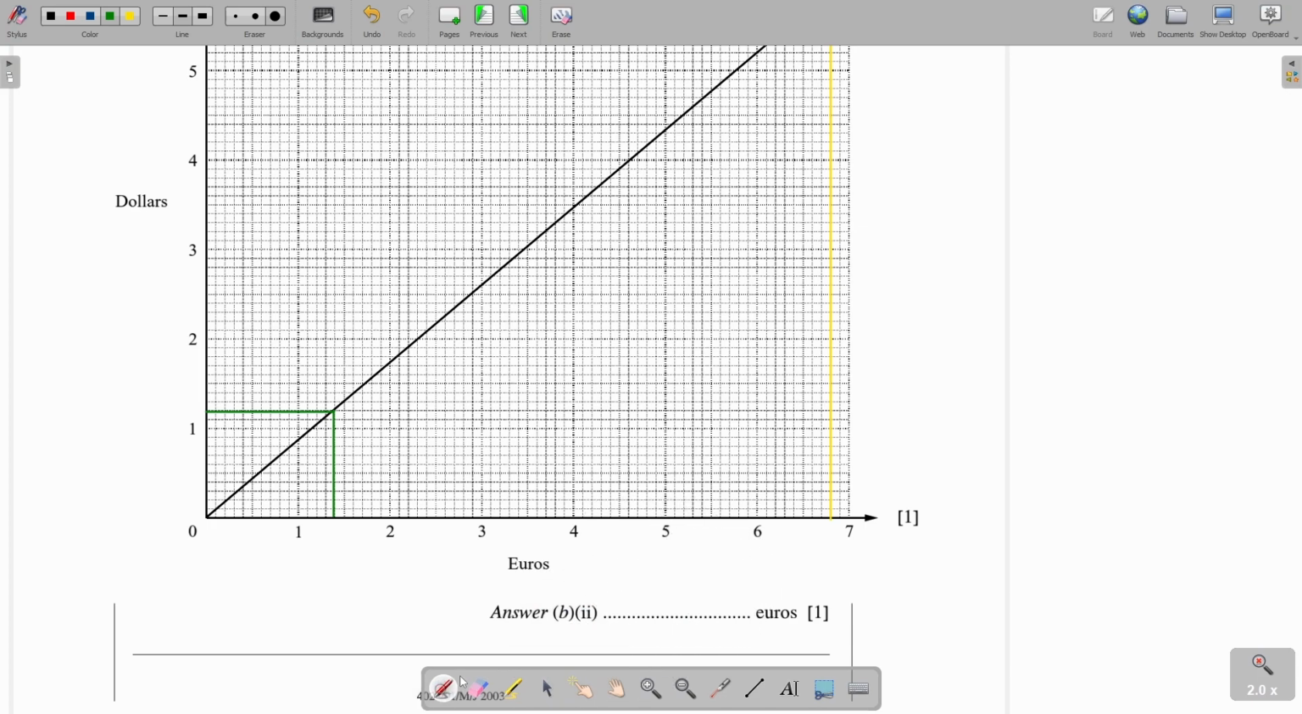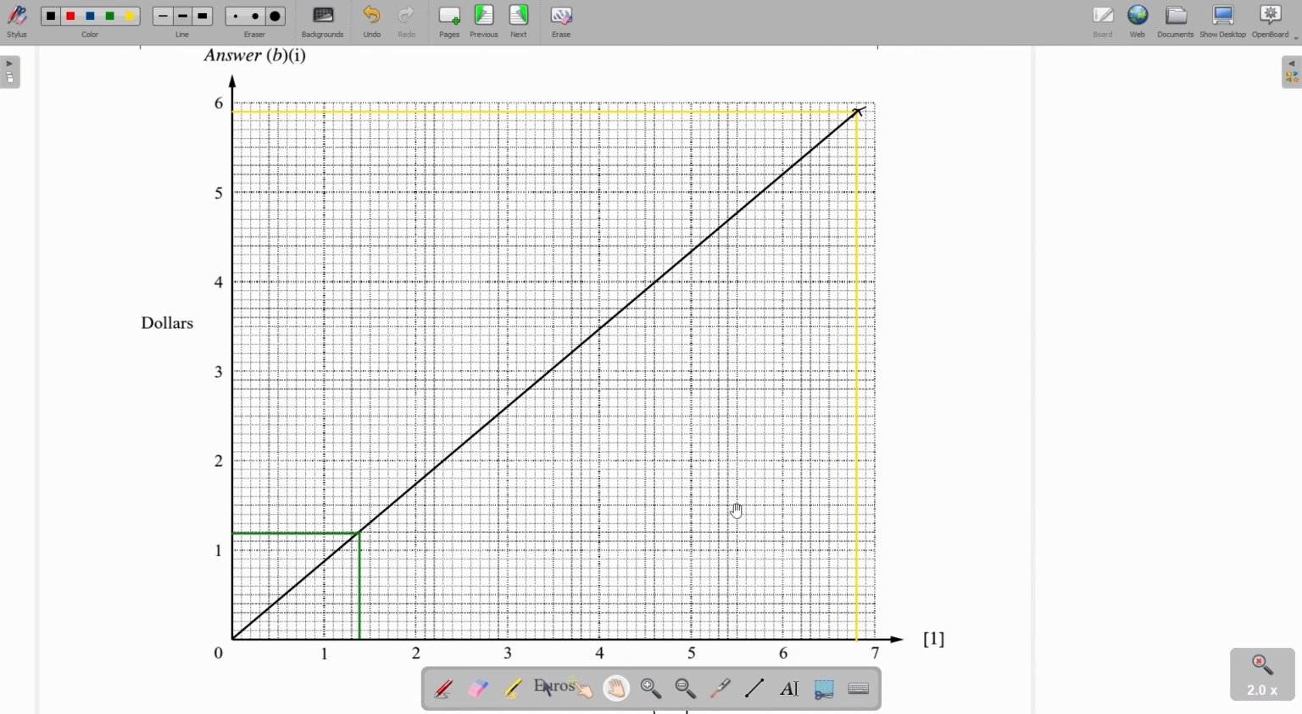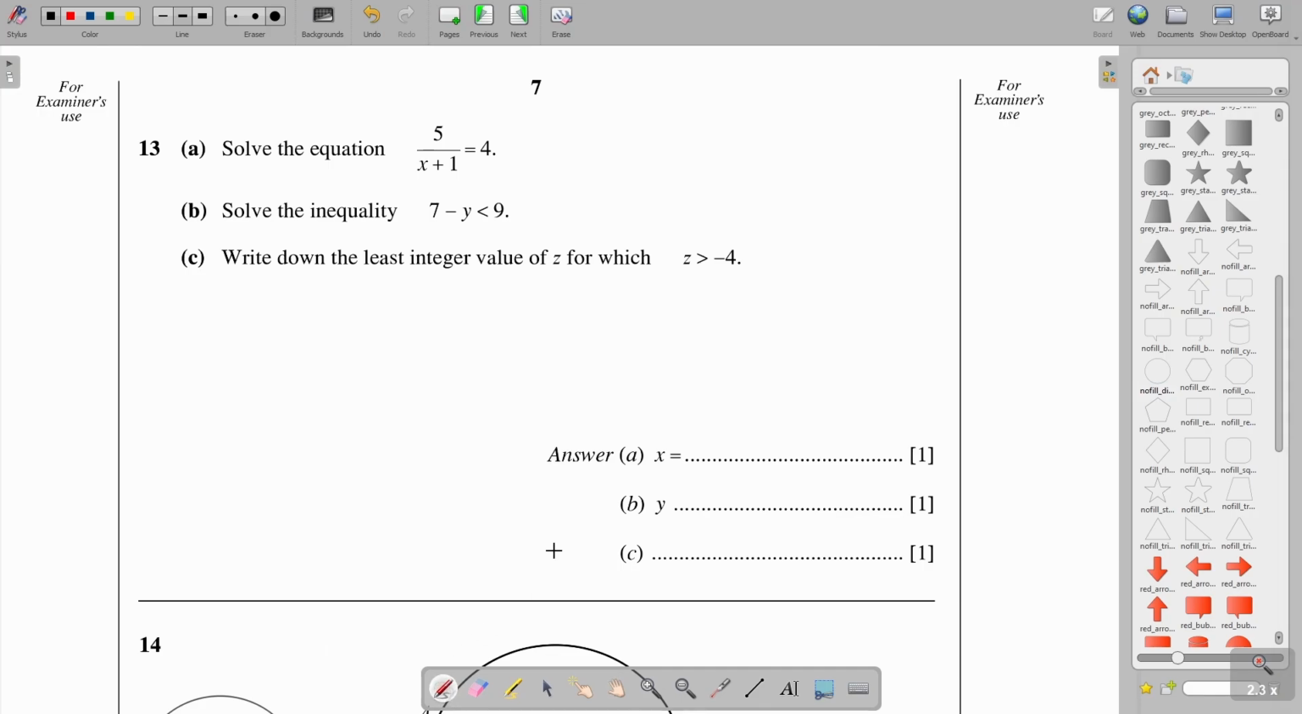I think anywhere from 1.35 to 1.4 would be acceptable for this, but I think my line is actually closer to 1.4, so writing 1.4 is totally okay. All right, that is question number 12. Okay, let's do question 13.